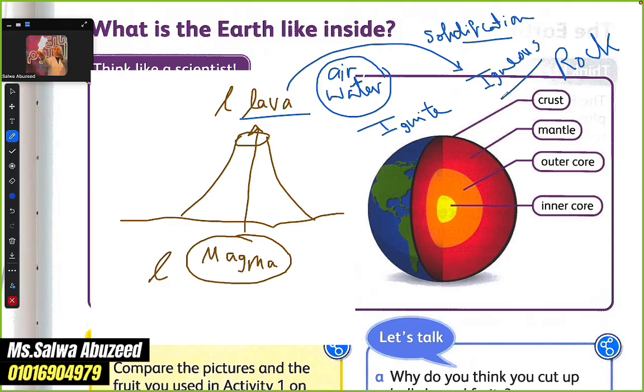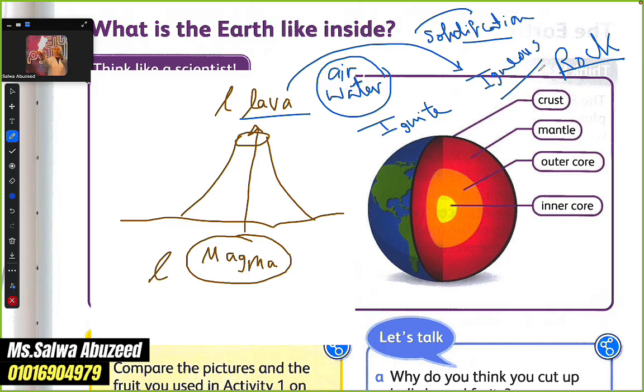So magma in the mantle comes out of the volcano as lava, and once it's solidified, solidified comes from the word solid. So we could just say solidification. What's the meaning of solidification? Turning liquid to solid. What is my liquid to solid? It's going to be a rock. The rock coming out of the volcano is called igneous.